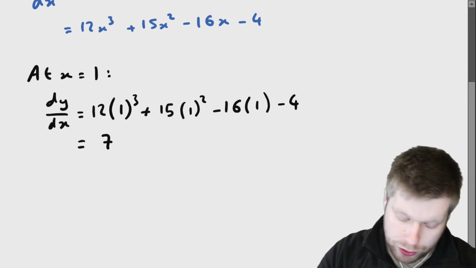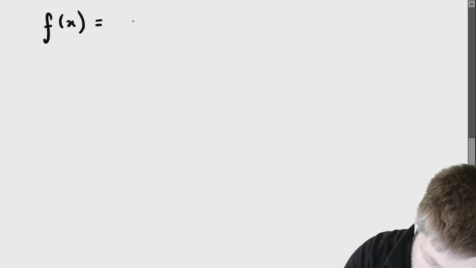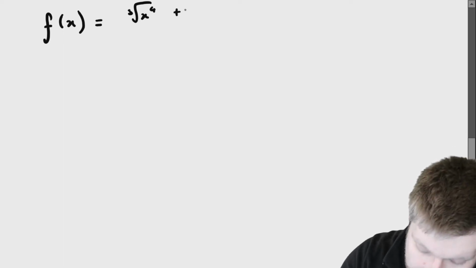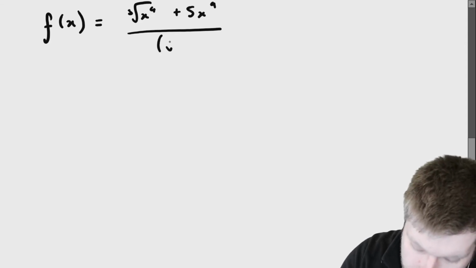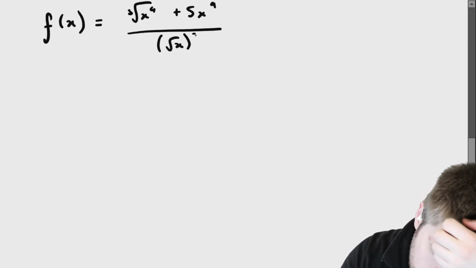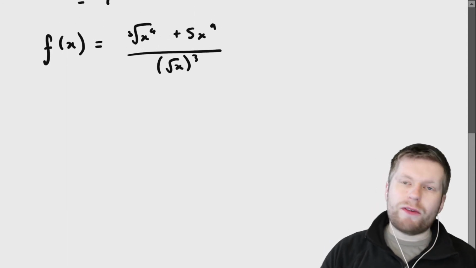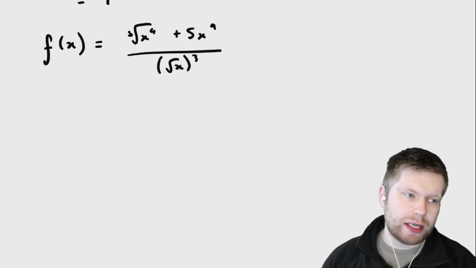Let's have a look at another one, a slightly more complicated one. Let's have a look at this function. If we have f of x equal to the cube root of x to the power 4 plus 5x to the power of 9, all divided by the square root of x, all cubed. Now, if I want to find the gradient function of this, first of all, I'm going to have to do a little bit of rewriting. So I'm going to have to make use of my laws of indices.